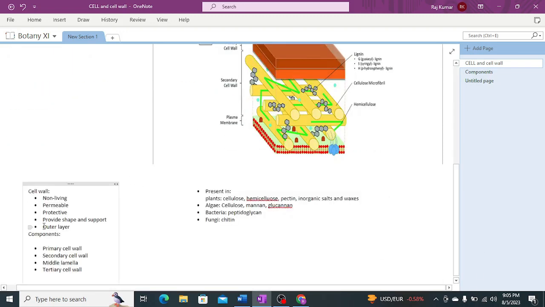After which we are going to discuss the cell wall. What is the cell wall? Cell wall is present in plants, algae, bacteria, and fungi. Cell wall is non-living. It is dead. Also, there are some parts of the cell wall which are alive, but generally we consider it as non-living.